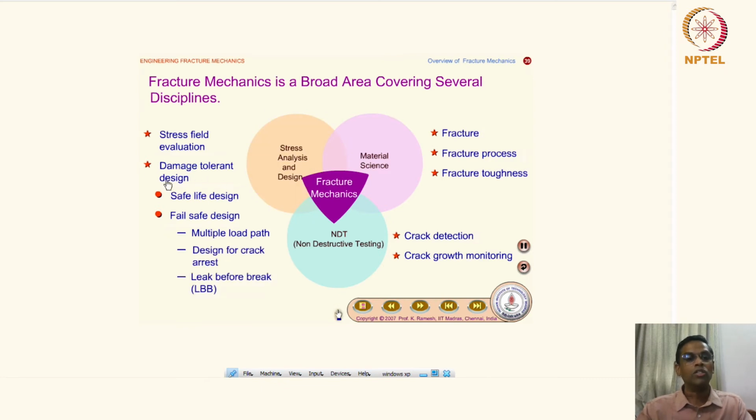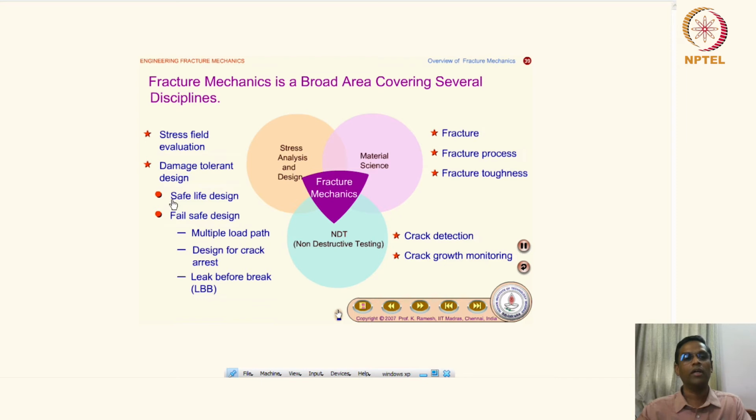And then damage tolerant design. What is damage tolerant design? You have an inherent flaw. All the structures will have an inherent flaw. You measure them and then predict the life. Okay, what is the critical size of the flaw? How long is the remaining life of the component, or how long will it take to fracture, something like that. So that is called damage tolerant design.